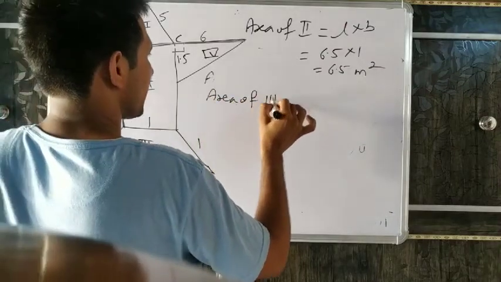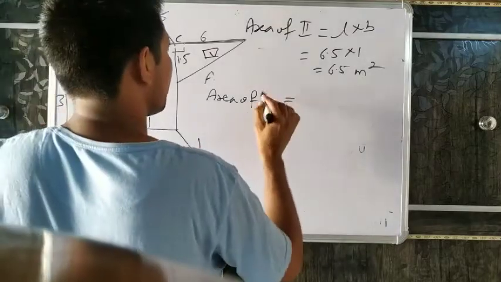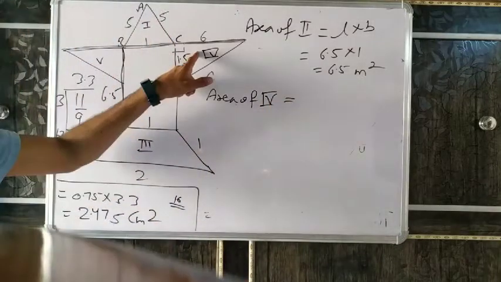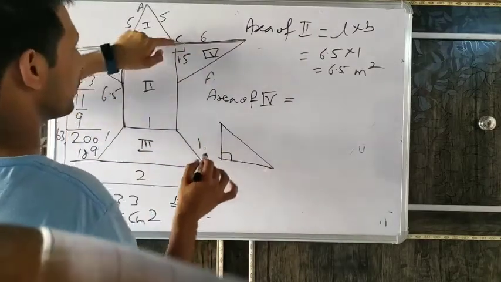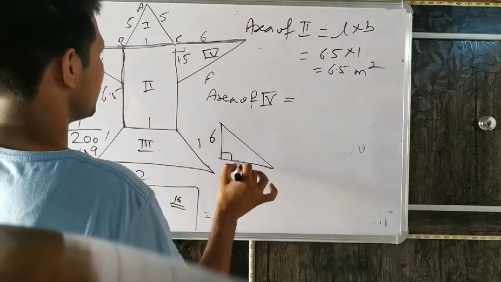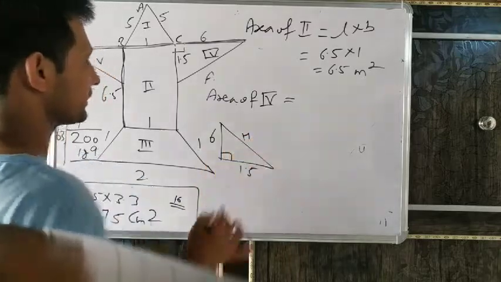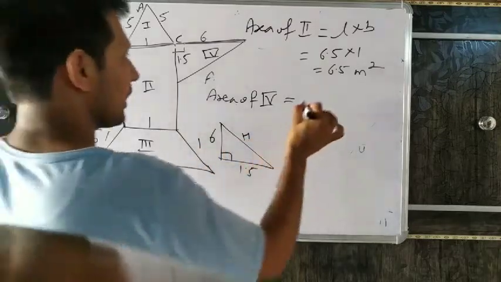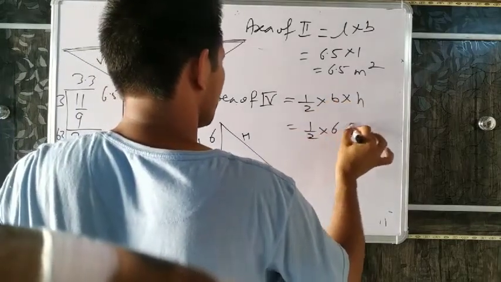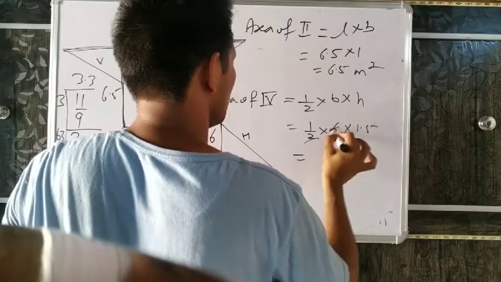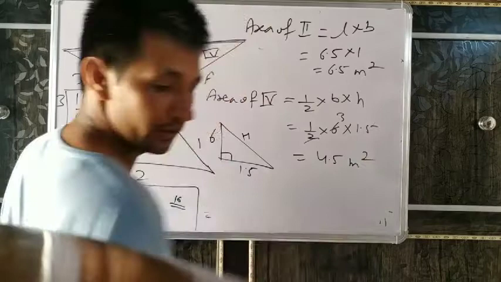Next, the area of the third part. Not the third part, first we are finding the fourth part. It is a triangle, and this angle is 90 degrees. So one side is 6 and this one is 1.5. We know the side opposite 90 degrees is the hypotenuse, and these are height and base. So 1 by 2 base into height: 1 by 2 into 6 into 1.5, 3 into 1.5, is 4.5 meter square.